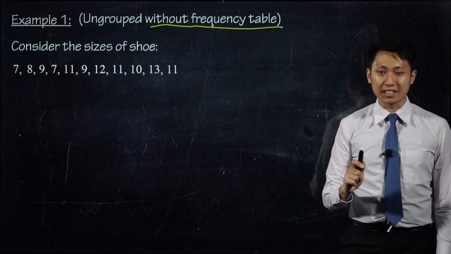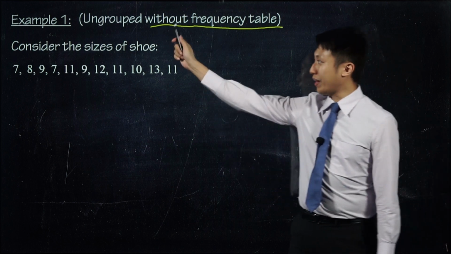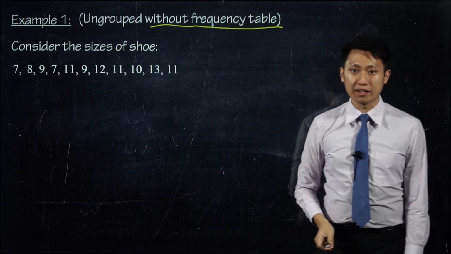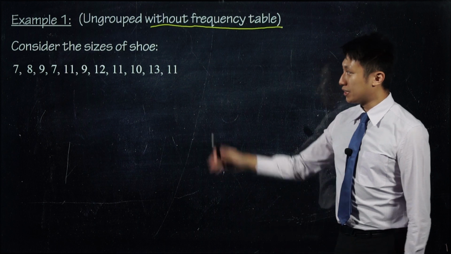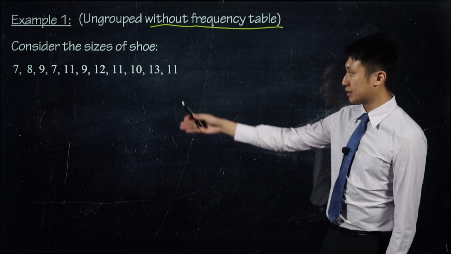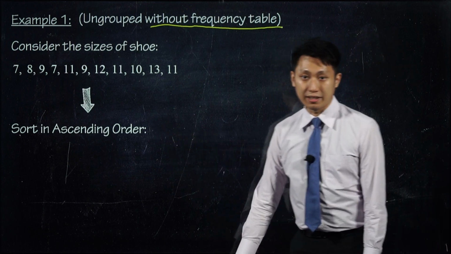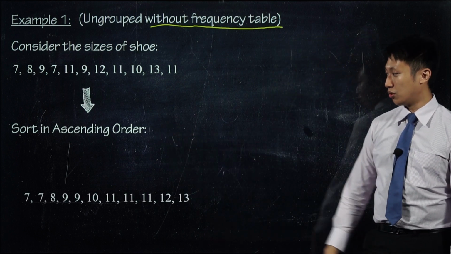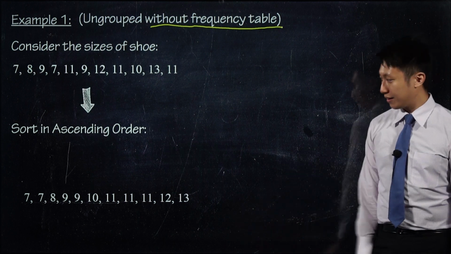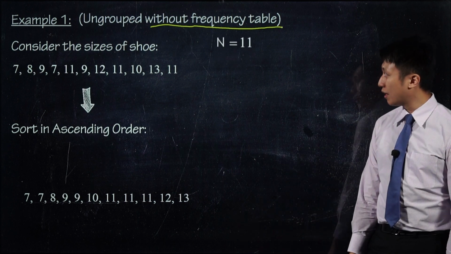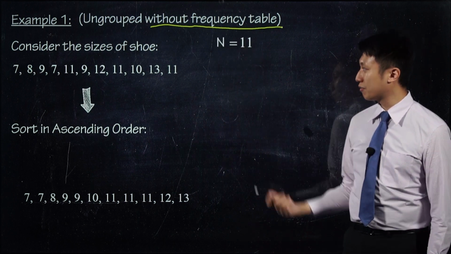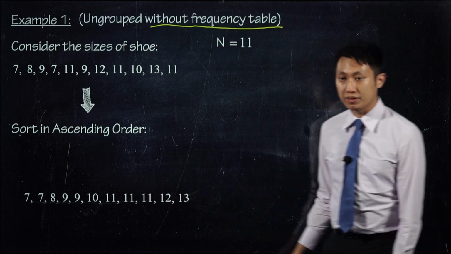I have to keep on mentioning this. When you refer back, look at what I write here before you dive in and do it. So consider the sizes of shoes. It's this one. Then what do you need to do most of the time? Sort it in ascending order. So you got this. Then you want to find the total number of sizes here. There are 11 of them.